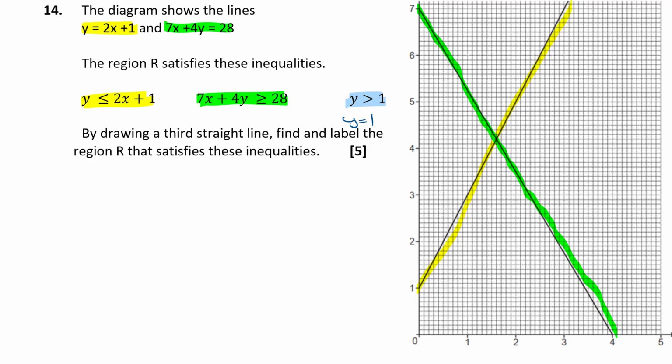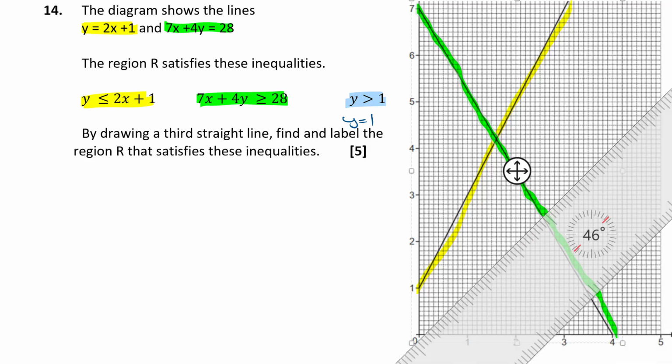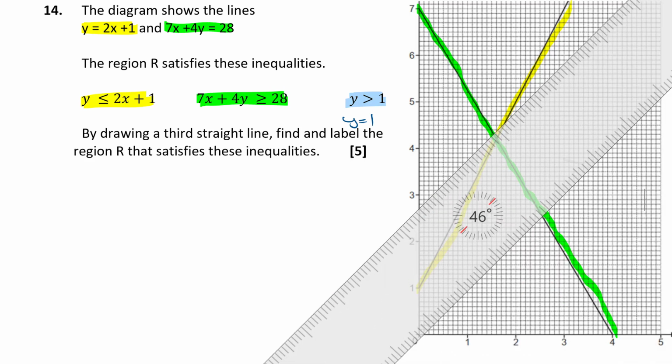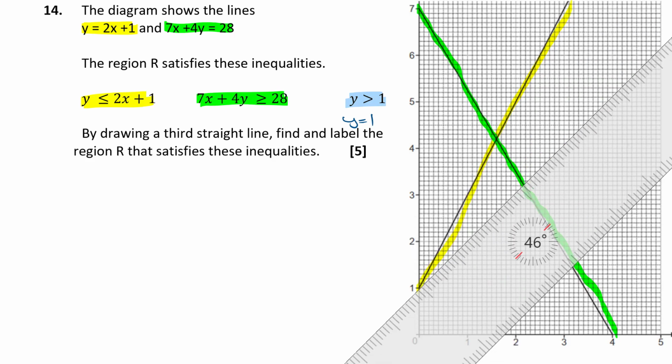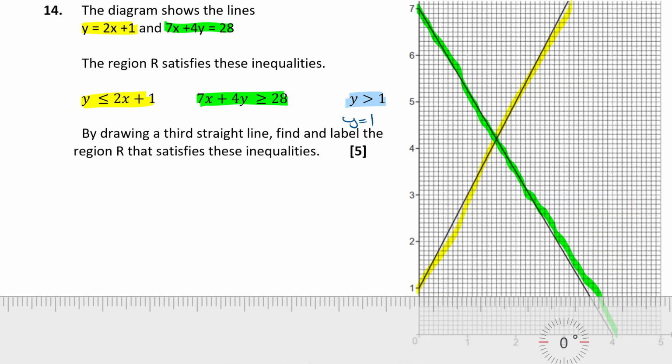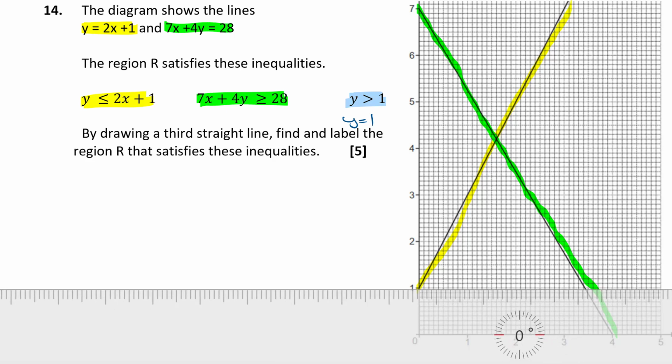And the line y is equal to 1 is super easy to do, isn't it? It's just a horizontal line through y is equal to 1. So getting my big ruler out, drawing a line from y is equal to 1. That would be that line there, won't it? Now this is y is greater than 1.